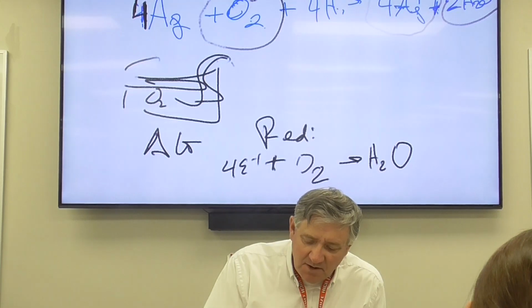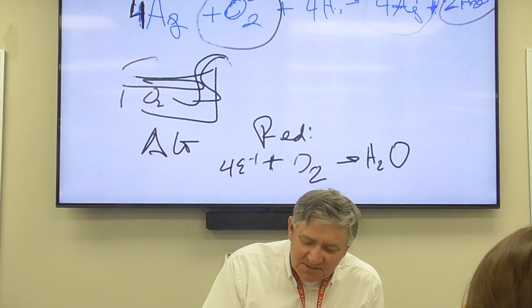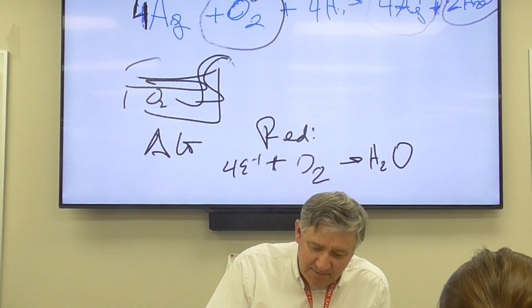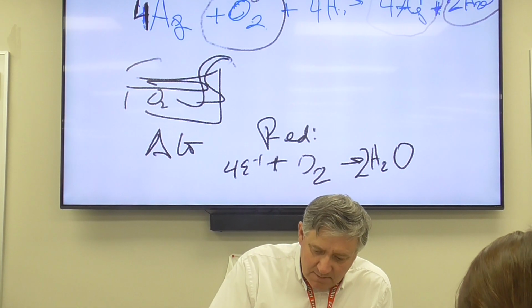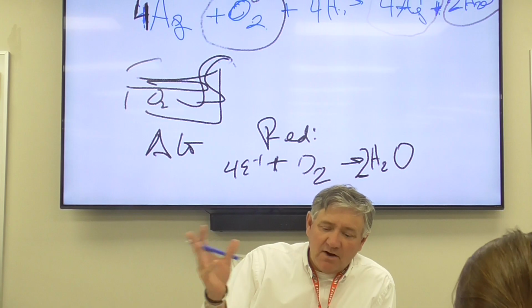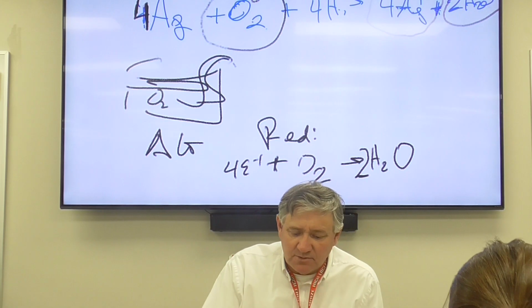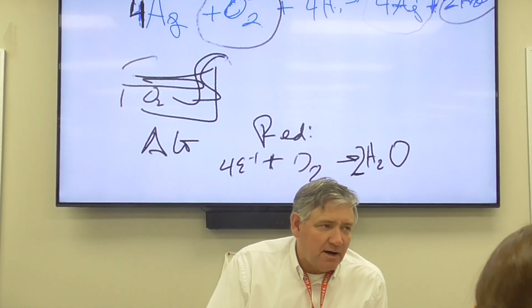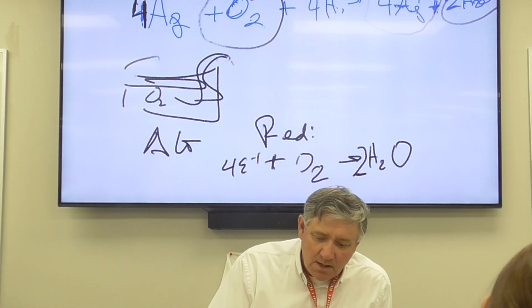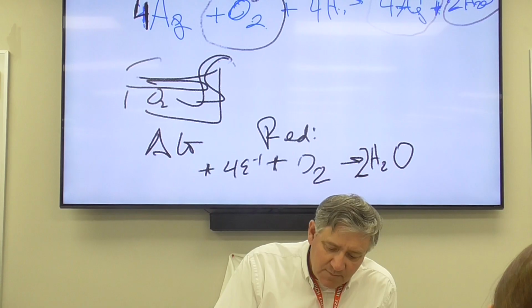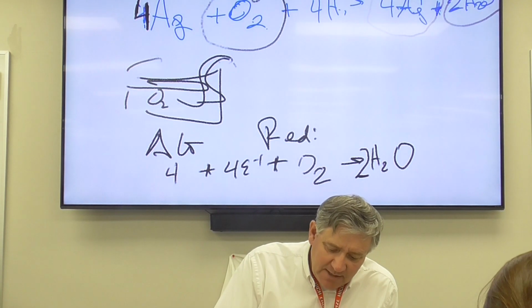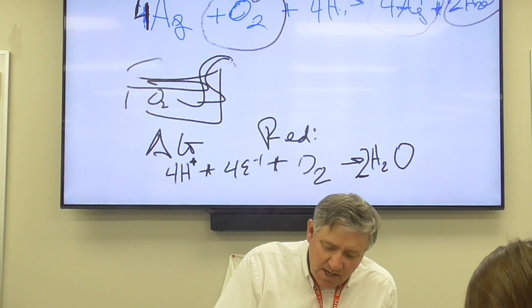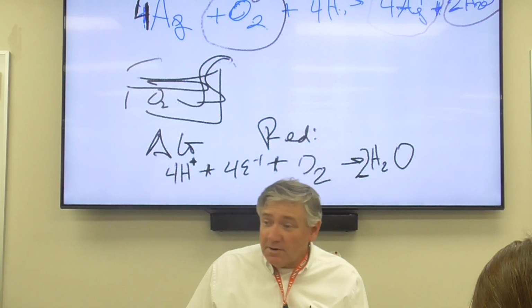So let's just start with the oxygens. I got 2 oxygens on the reactant side, so I've got to put a 2 there. Now I've balanced out my oxygens. That's cool. Now I've got hydrogens. How can I balance those out? Am I going to put hydrogen gas or hydronium ions? Hydronium ions. This is going to be important.